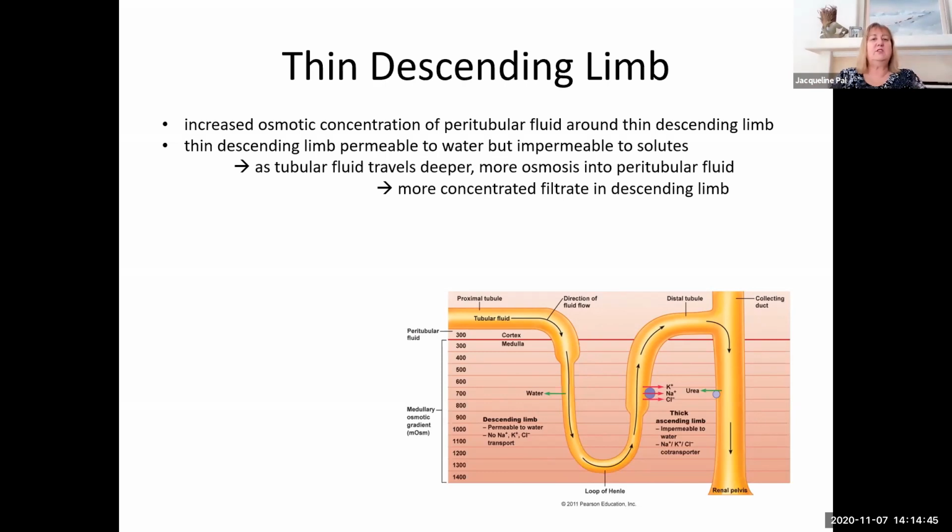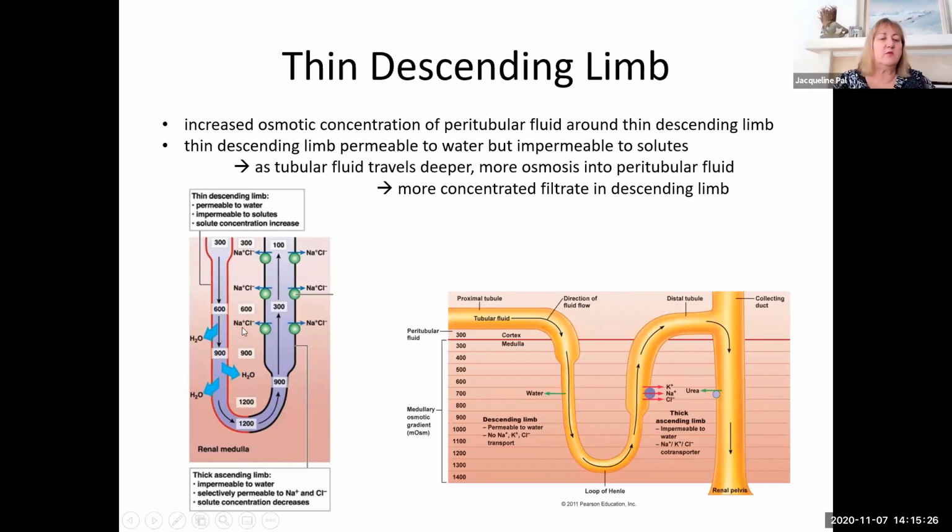And so what is going to happen is this thin descending limb is permeable to water. So water can enter, water can leave, but solutes cannot enter. So all that sodium, chloride, potassium, whatever might be in that peritubular fluid cannot enter the thin descending limb. And so as the tubular fluid travels deeper and deeper in the thin descending limb, it's going to have more and more osmosis into the peritubular fluid. In other words, because we are surrounding the thin limb with all this sodium and chloride, we are going to be losing more and more water as it dives deeper, thereby concentrating the fluid inside the descending limb.